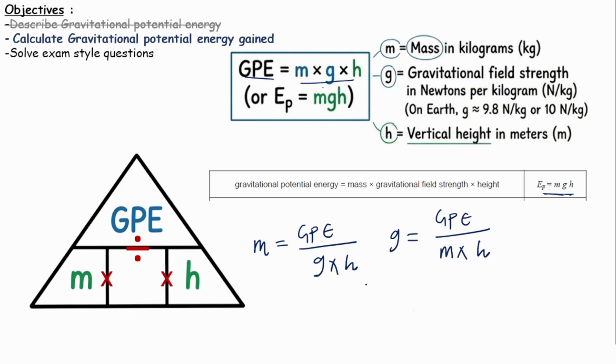If I want to find the height, I cover the height. Then I'm left with GPE divided by the mass multiplied by G. This is really useful in exam questions where you're asked to find different variables.